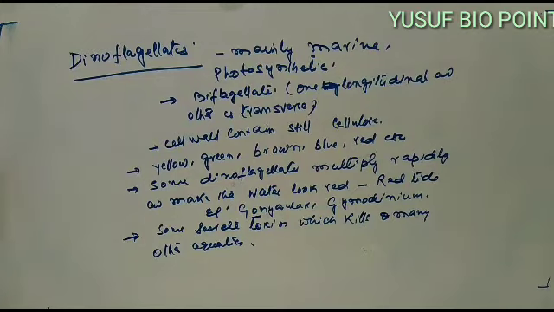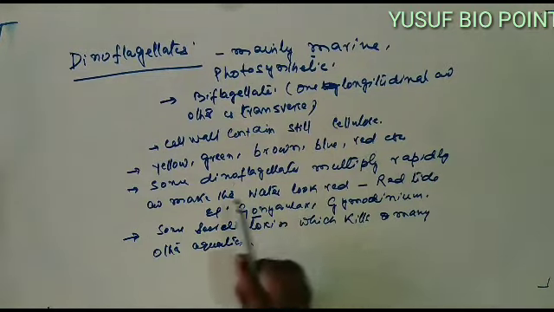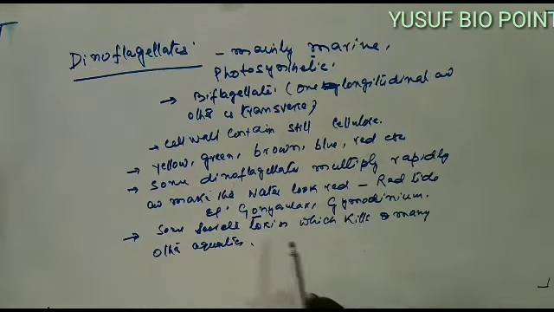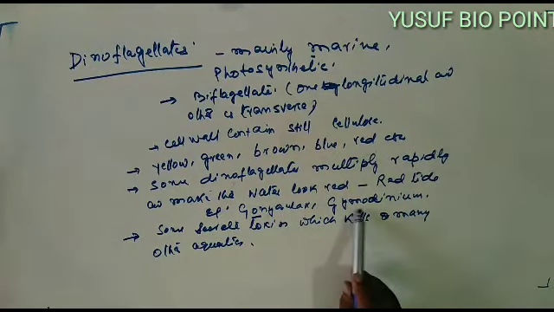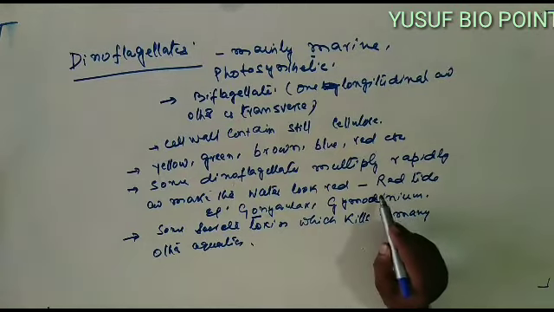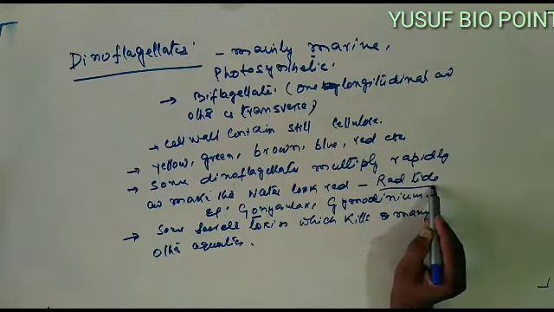And the arrangement of the flagella, one is longitudinal and the next one is transverse. And most importantly, some of the dinoflagellates like Gonyaulax and Gymnodinium multiply rapidly in such a huge amount that it changes the color of the water into red. That's why it is called red tide.